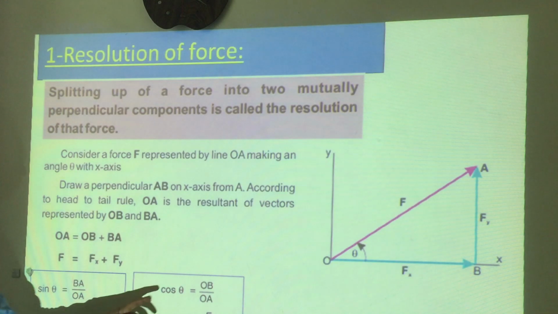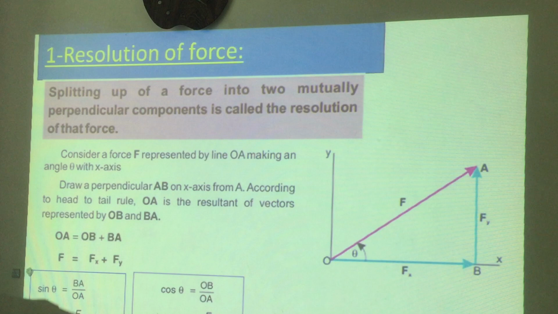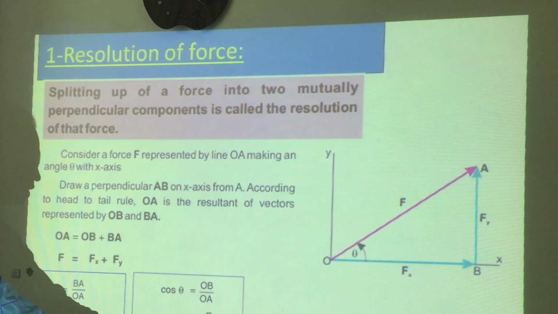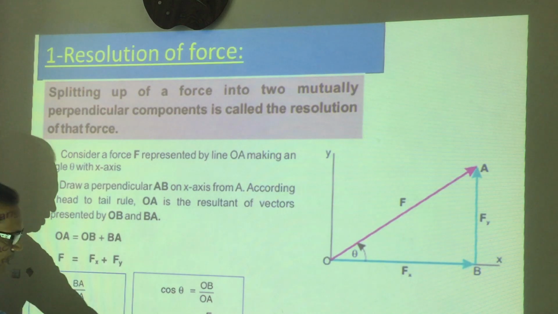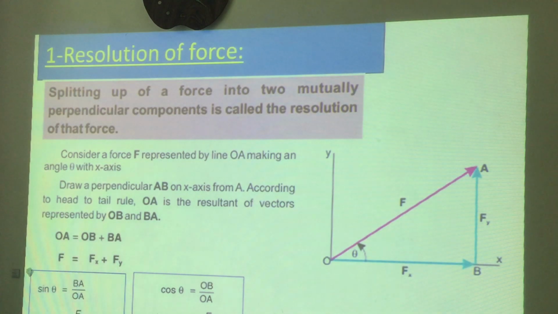In the same way, the ratio of OB, that is Fx, divided by OA, that is the force F, gives us cos theta. Again, F will multiply here, and you will get F cos theta is equal to Fx. When we convert it like that, Fx goes to this side and F cos theta to the other, both are the same, right?